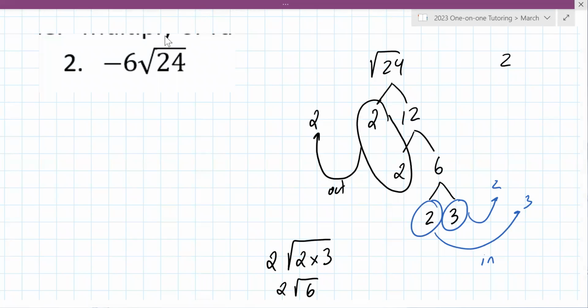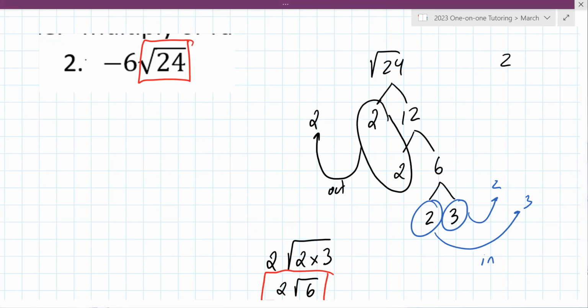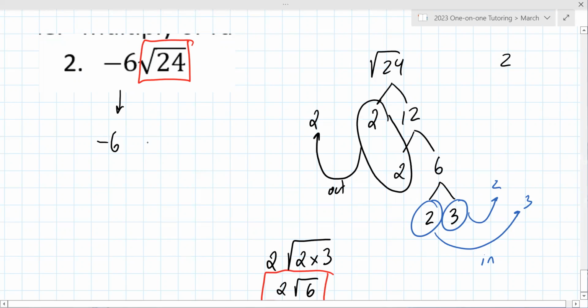But that's just the square root of 24. What we have here is just this part. So you bring that -6 down, times 2 square root 6, and you multiply these together. So that becomes -12 square root of 6. Oh, okay. Is that the final answer for that? Yep. Oh, okay.